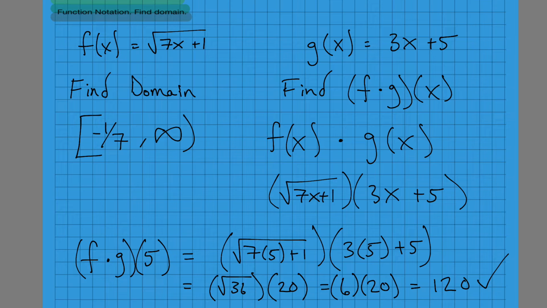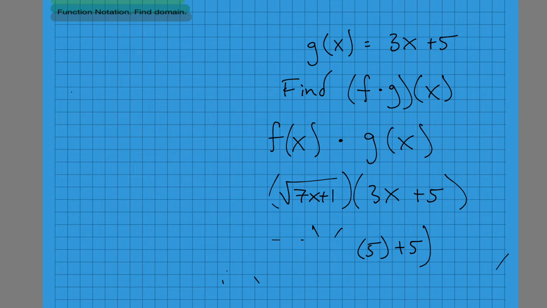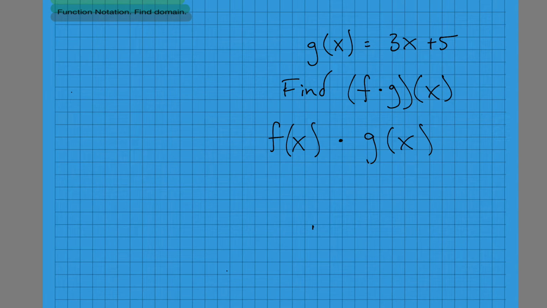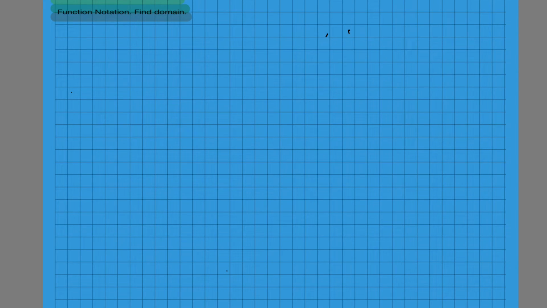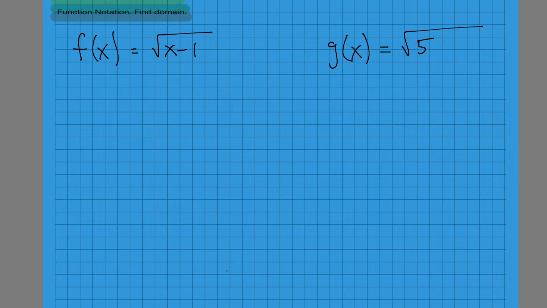All right, let's work on another problem here. A little bit more finding the domain and then working through with some numbers, solving for x, plugging a number into our function. All right, so let's work with these functions. Here we have f of x equals the square root of x minus 1, and g of x equals the square root of 5 minus x squared. Okay, we want to find the domain.